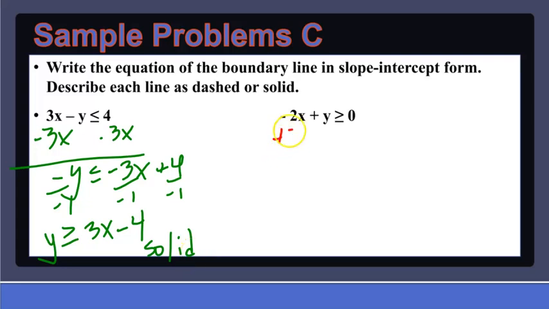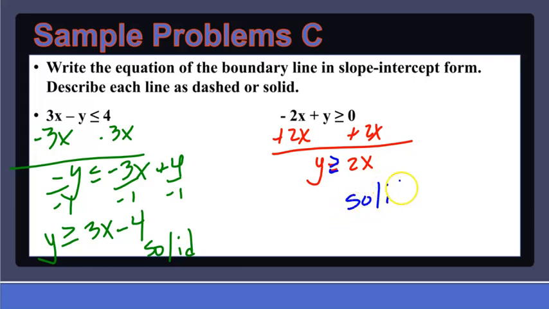Next, I'm going to add 2x to both sides. And this gives us y equals 2x. Or not equal to, this would be greater than or equal to. And since it's got the greater than or equal to symbol, this would be a solid line.